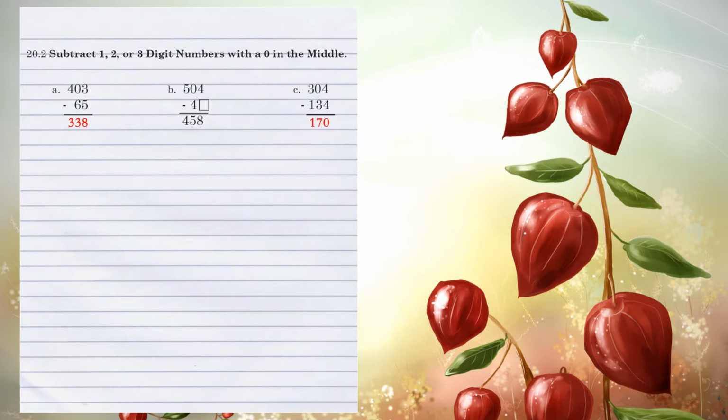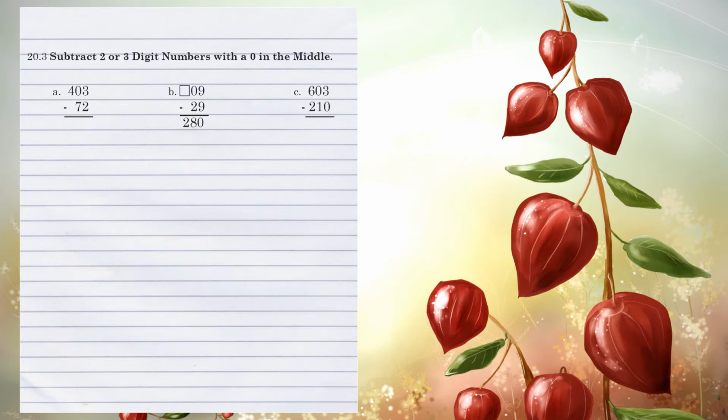Let's look at example B. We have a missing number that we want to fill in. 4 minus a single-digit number, there's nothing that you can subtract from 4 that would give you 8. So that lets us know that at some point we did have to go through the borrowing process and make that a 14. So now 14 minus what number equals 8? Our missing number is 6.